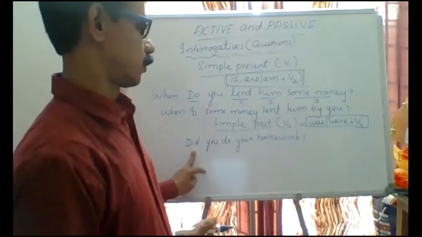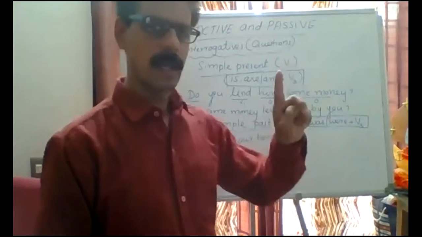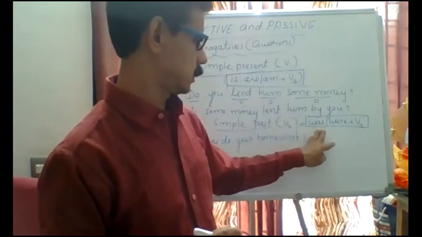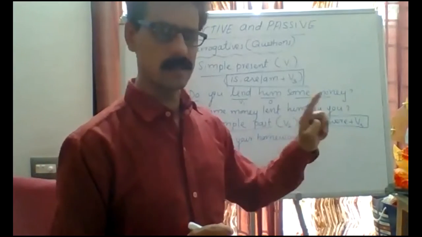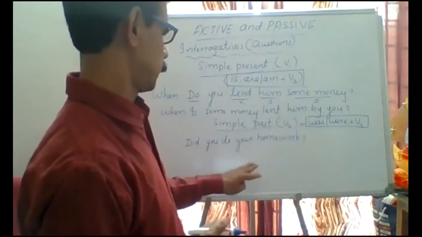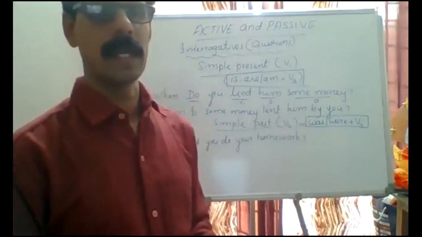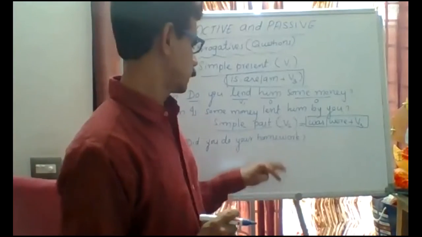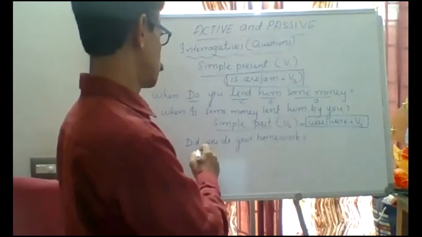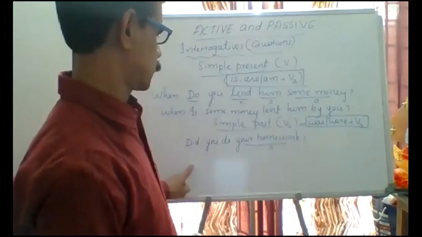Here did is a helping verb. But in the passive pattern, was and were are the helping verbs. So we should try to use any one of the helping verbs at the beginning of the sentence. So which one is suitable here? Because based on the number of the object, we have to take the helping verb. What is the object here? Did you do your homework? What did you do? Your homework is the object.